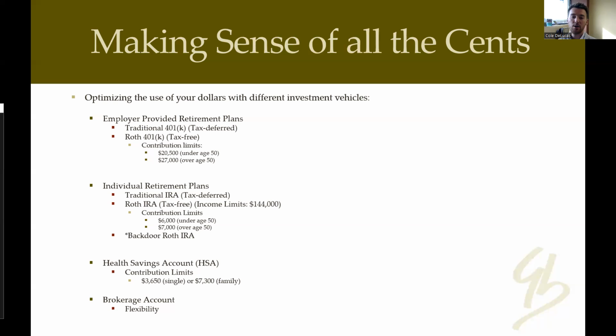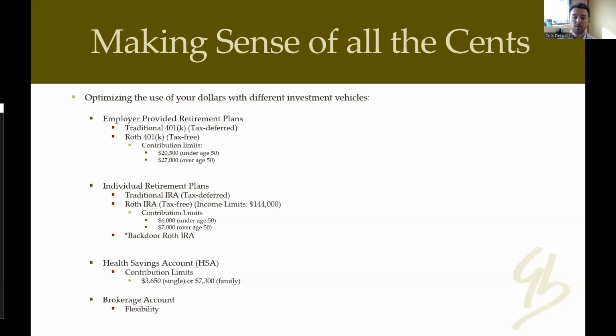Moving down the list, you have your individual retirement plans. So you have the option of opening one of these accounts, which can either be a traditional IRA or a Roth IRA. And I've included the contribution limits for these accounts here as well, and the tax treatment for each one. So you must be earning an income in order to contribute to either of these plans. And there are income limits specifically for contributing to a Roth IRA.